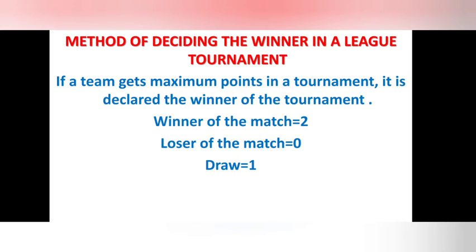Okay, class. If a team gets the maximum points in a tournament, it is declared the winner of the tournament. The winner of a match gets 2 points, and the loser gets 0 points. If the match is tied or drawn, the points are given 1-1 equally. Okay, let's move to the next page.